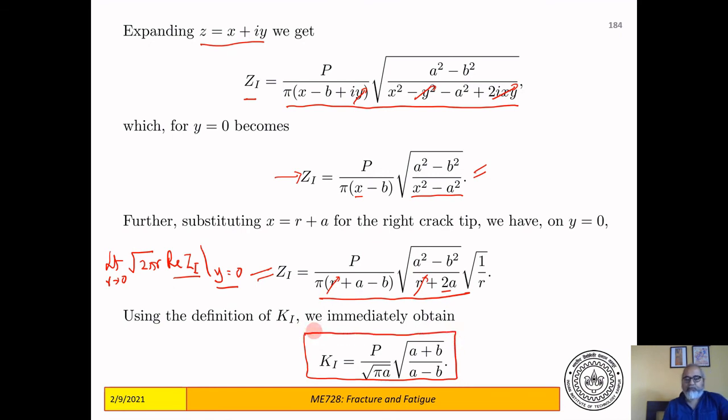There are some problems in the problem sheet that I have uploaded, which require you to use the Westergaard stress function to find the stress intensity factors. Most of the time they are very easy, done without much difficulty. You follow more or less the steps that I have shown here. For mode 2, you have to use a different set of equations. For mode 1, you have to use this set of equations. Okay, so see you next week then.